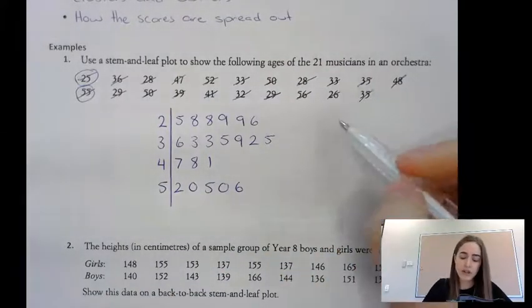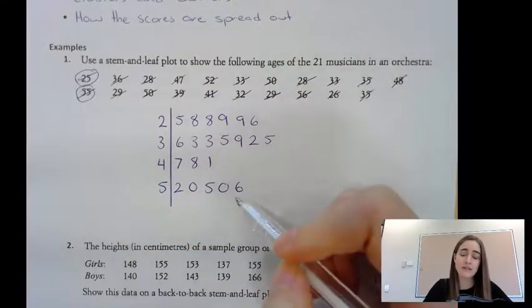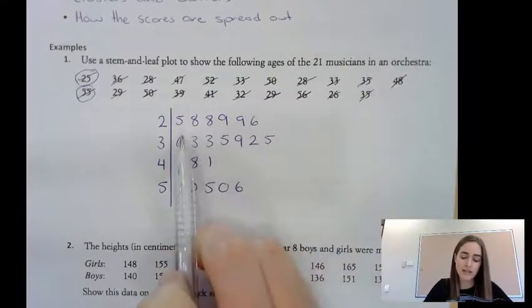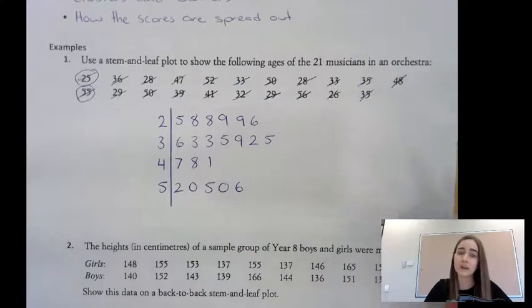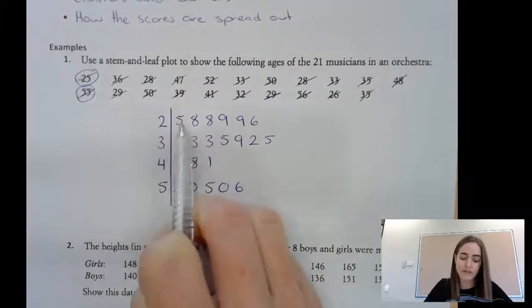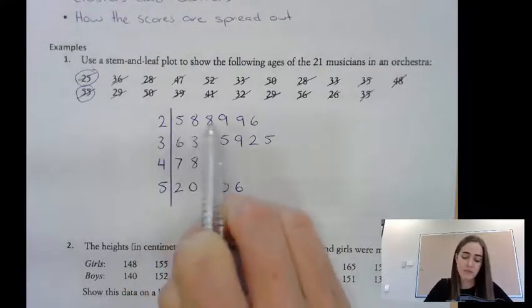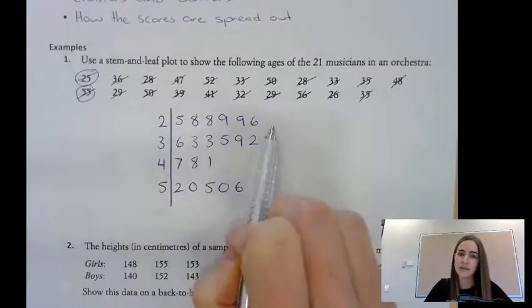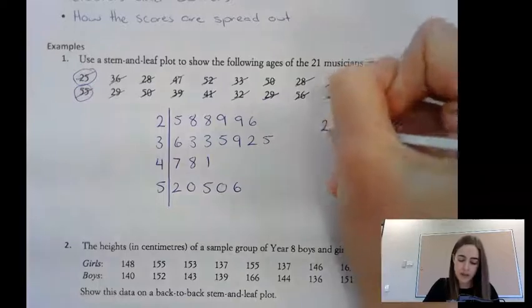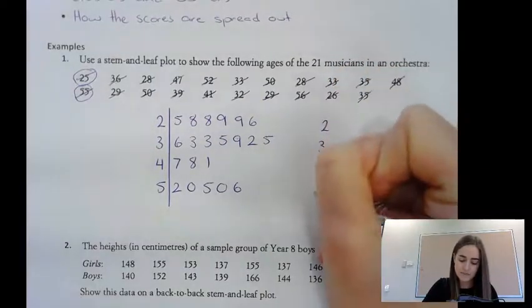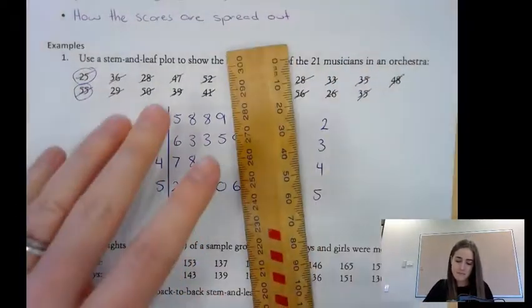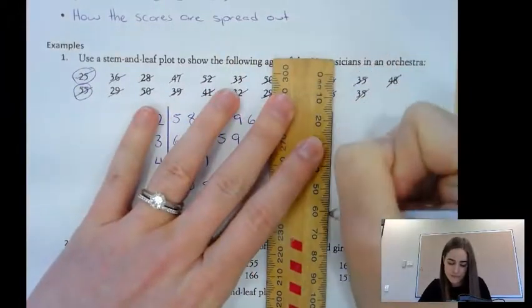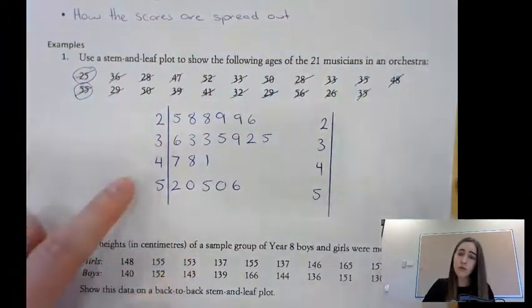What I'm going to do now is over here I'm going to rewrite this stem and leaf plot, but I'm going to order these leaves in ascending order. So they're still going to stay in the same rows because they still need to be 25, 28, 29, but I'm going to put them in order from smallest to biggest. So if we redraw it, I'm still going to have the same stems. But in each row, I'm going to reorder the numbers.